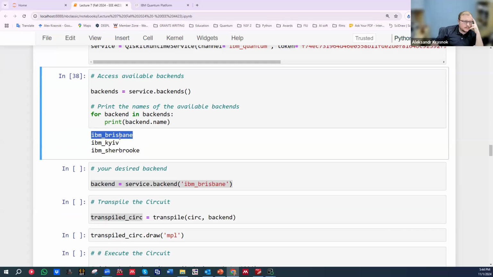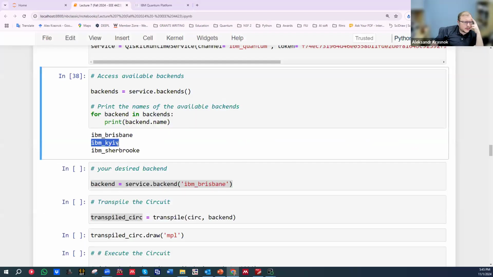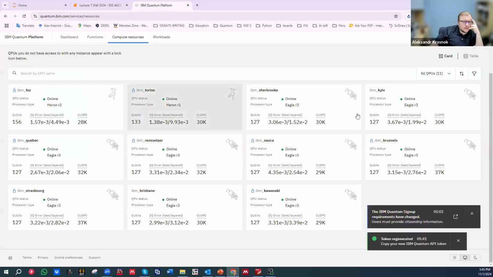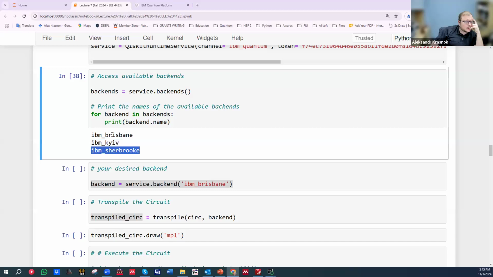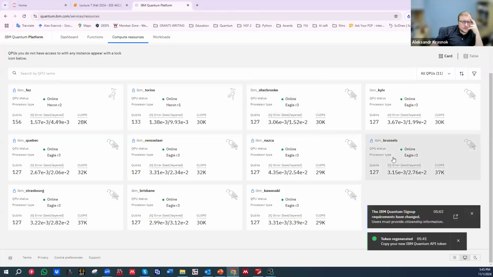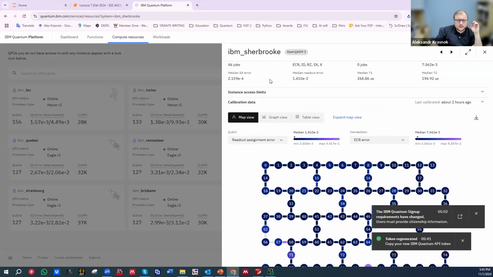Let us see. IBM Brisbane is this one, 127 qubits. Another one is IBM Kyiv. This one is pretty much the same. And Sherbrooke. Sherbrooke is this one. So they are pretty much the same.